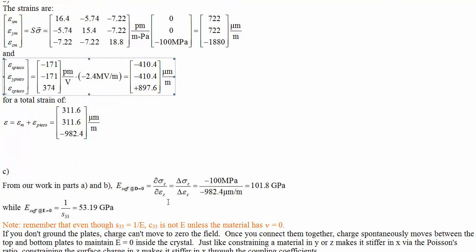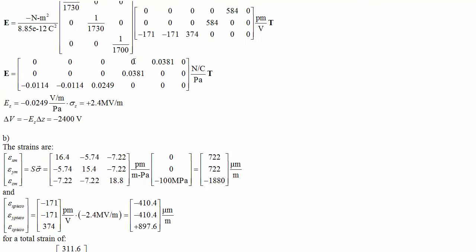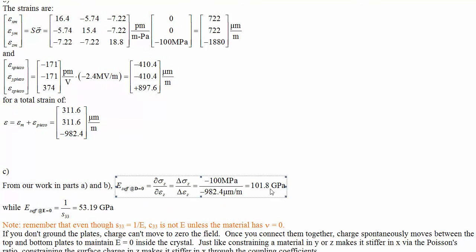From our work in parts A and B, we can calculate the effective stiffness as the stress divided by the strain. And when D is fixed to 0, as we dealt with in this problem, the effective stiffness is 102 gigapascals. But when E was equal to 0, then it's just 1 over S33 for PZT, which is 53 gigapascals. So the material is much stiffer if you don't allow charges to move from the top plate to the bottom plate or vice versa in order to balance out the electric field that you create by stressing it.